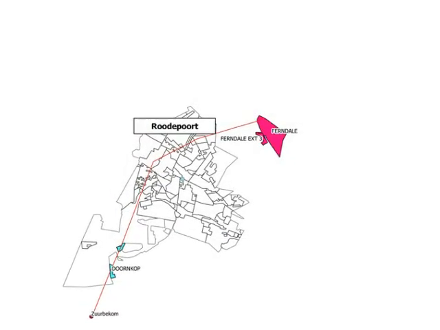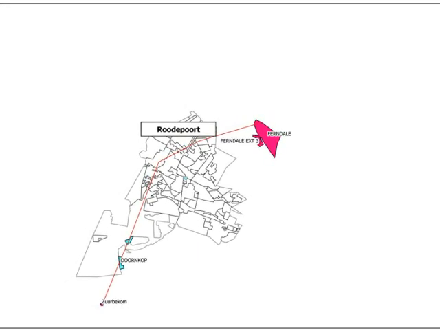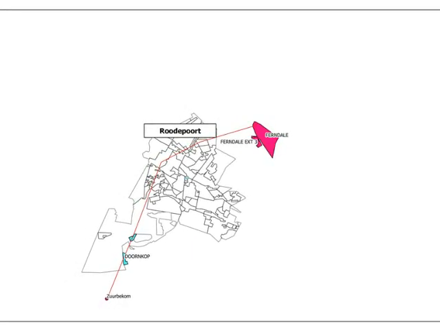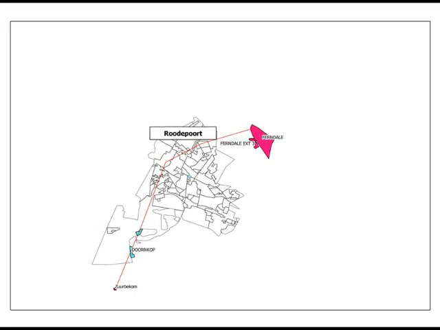I digitized the path that the tornado followed. It came from Zobacom direction, passed over Doornkop, and then Roodepoort, particularly the north area, and then went northwest to Ferndale.